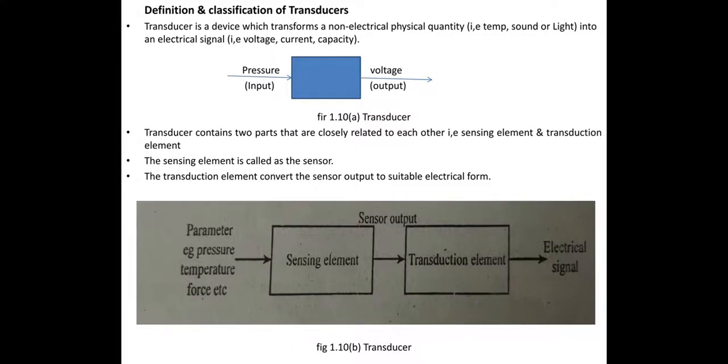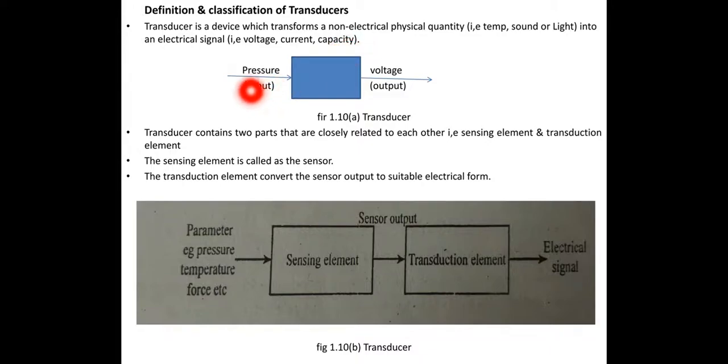Hello friends, in this video lecture we are going to discuss the definition and classification of transducers. Basically, a transducer is a device which transforms a non-electrical physical quantity, that is temperature, sound, light, into an electrical signal, that is voltage, current and capacity.